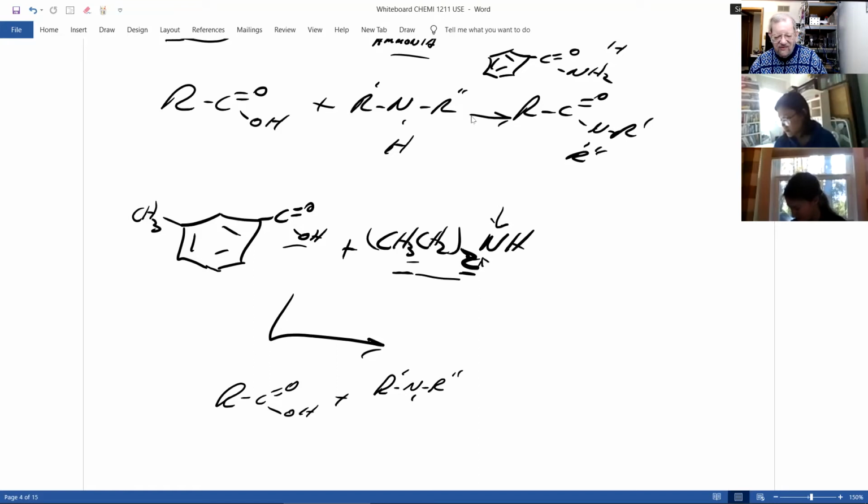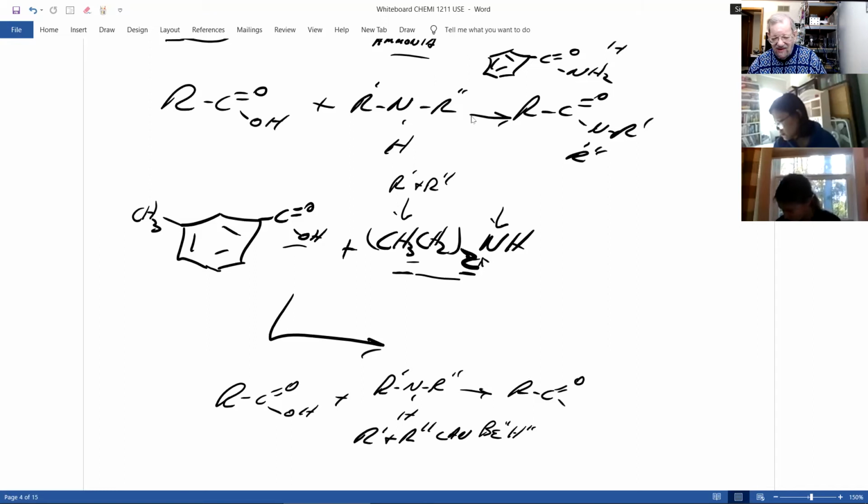In this case, R prime and R double prime are both ethyl groups. But remember, for this general reaction, R prime and R double prime, one or both, or none, like we have here, can be hydrogen. And what do you get? You get an amide.